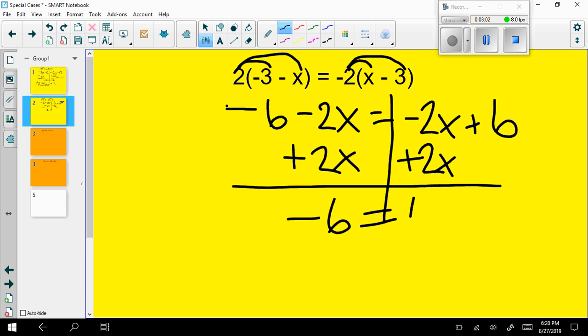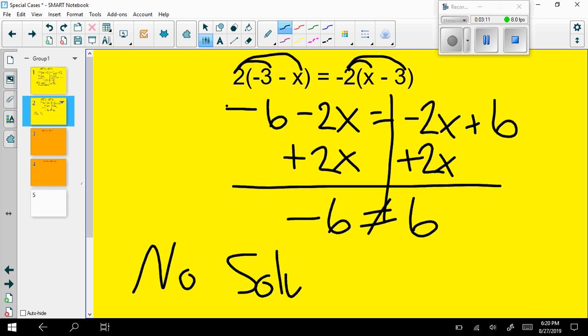So then I bring down what I have left, and I have -6 equals 6, and this is not a true statement. So this is a no solution. And the symbol for that is going to be a 0 with a line all the way through it.